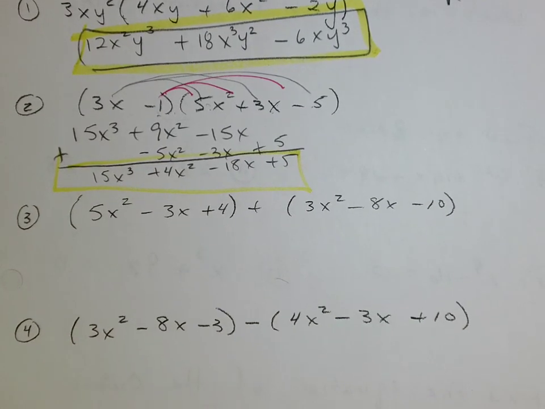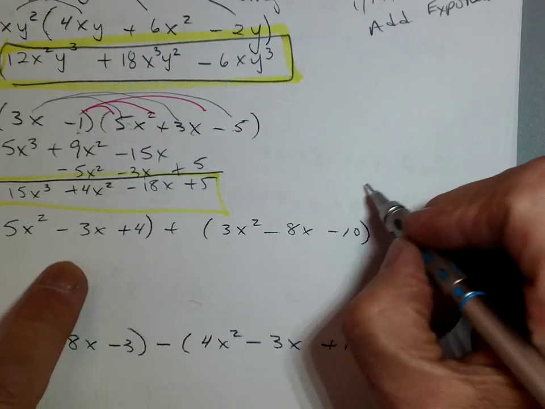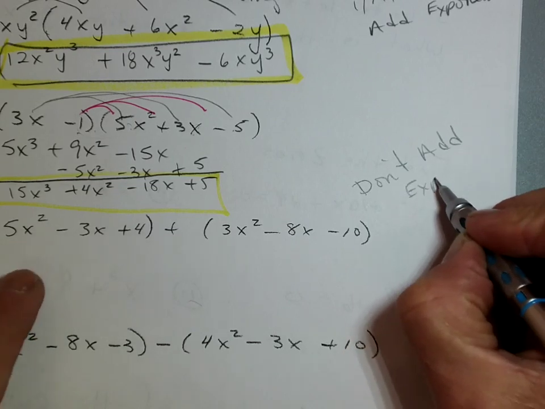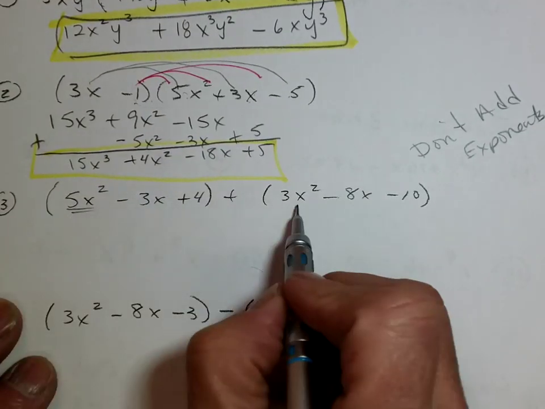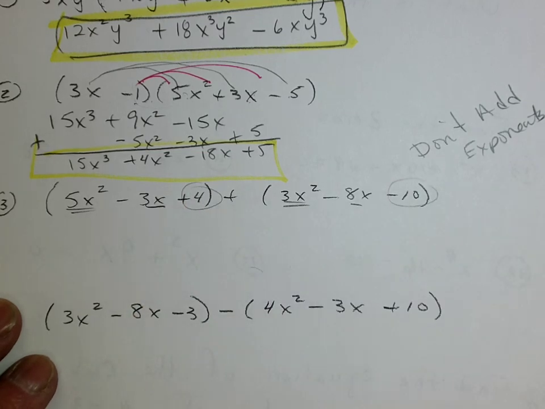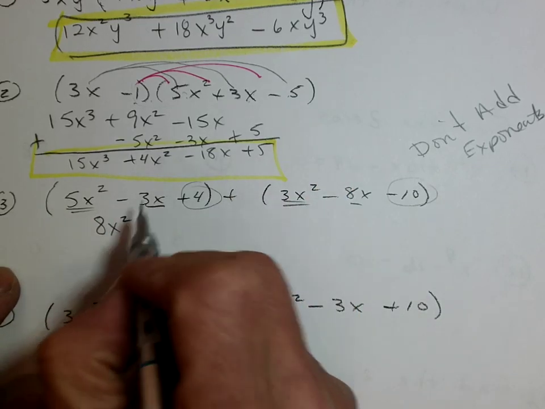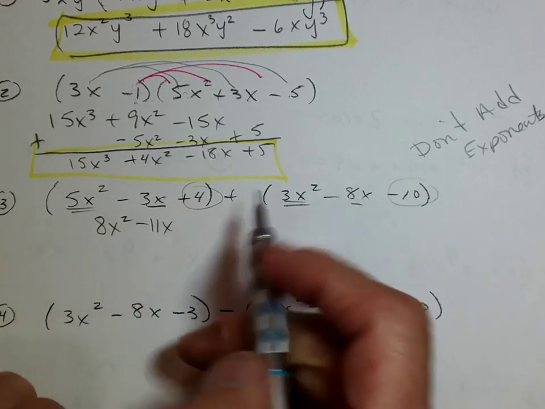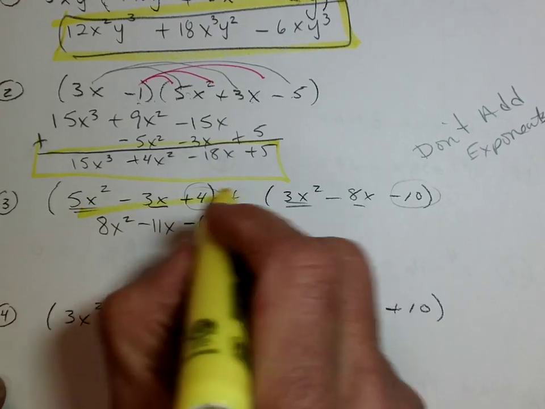Now, number 3 is different. We're going to add. Don't add exponents. Little note. Don't add exponents. Just combine like terms. Okay? X squareds go with x squareds, x's go with x's, and constants go with constants. We'll have an 8x squared minus 11x minus 6. That's it. This easy? Answer.